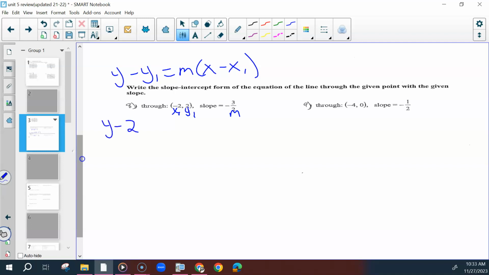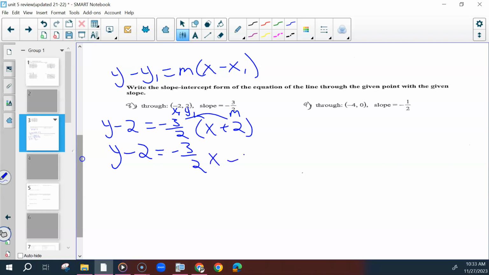So y minus 2 equals negative 3 over 2 times x. You can either put plus 2 or you can put minus minus 2, and then you have to change it to a plus 2 before you do anything else. To solve this, distribute the negative 3 halves. And get rid of the 2 by adding.